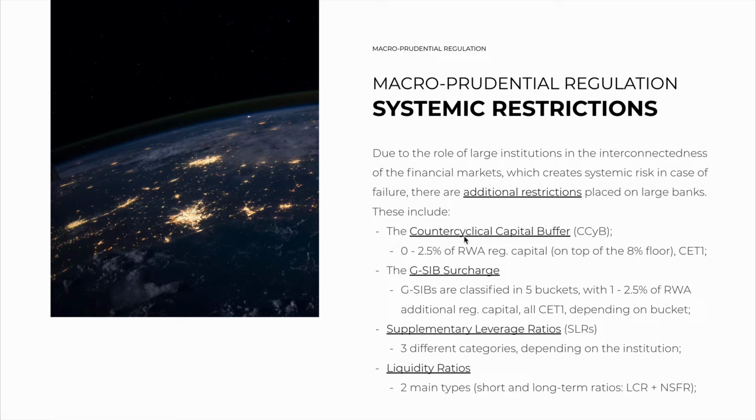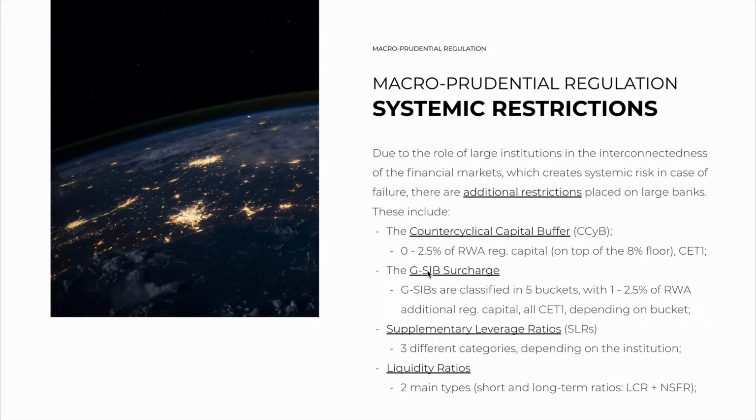So the first capital surcharge is the countercyclical capital buffer, or CCYB, and this is a surcharge of 0 to 2.5% of the risk-weighted assets total as regulatory capital on top of the existing 8% floor. And this buffer must be exclusively Common Equity Tier 1. So if the RWAs are 100 billion, this means 0 to 2.5 billion in addition to the existing regulatory capital.